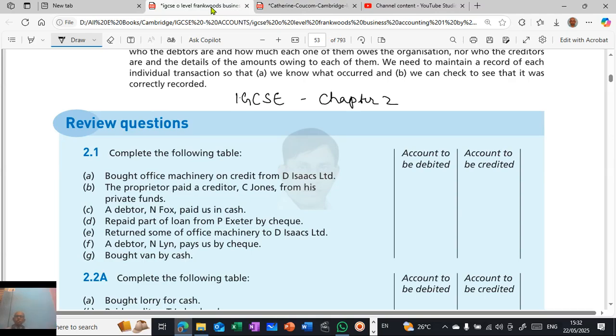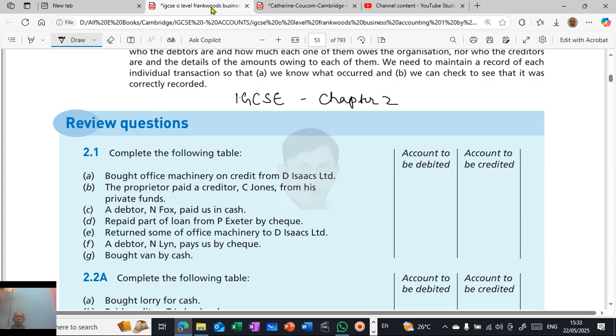Dear students, since we already discussed the theoretical aspects in the previous lesson, chapter 1 IGCSE, we'll do some practical questions so that the concepts are clear to you. Okay, so complete the following table. Bought office machinery on credit from D Isaacs Limited. So what is happening here? What are we supposed to do?